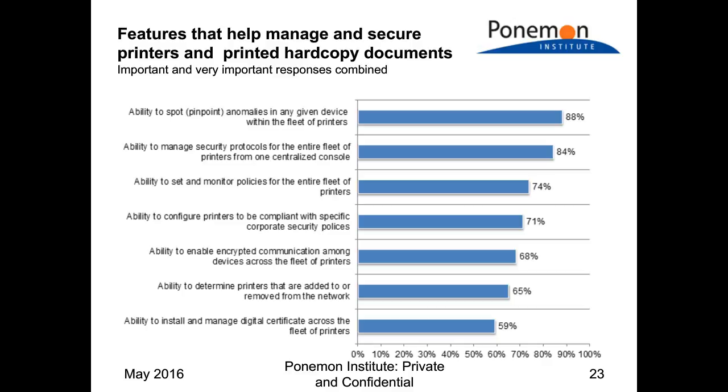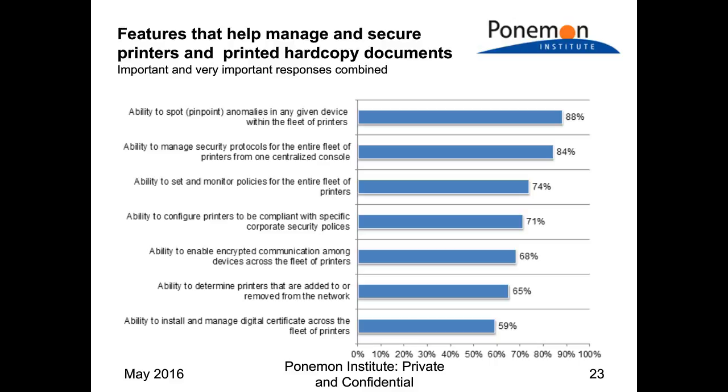Features that help manage and secure printers: the ability to spot and pinpoint anomalies on any given device within the fleet of printers. The ability to manage security protocols for the entire fleet from one central console. The ability to set and monitor policies for the entire fleet. The ability to configure printers to be compliant with specific corporate security policies. The ability to enable encrypted communication among devices across the fleet. The ability to determine printers that are added or removed from the network. That's really important. And the ability to install and manage digital certificates across the fleet of printers. These are all very high percentages, which means that all of these features are viewed as very, very important.